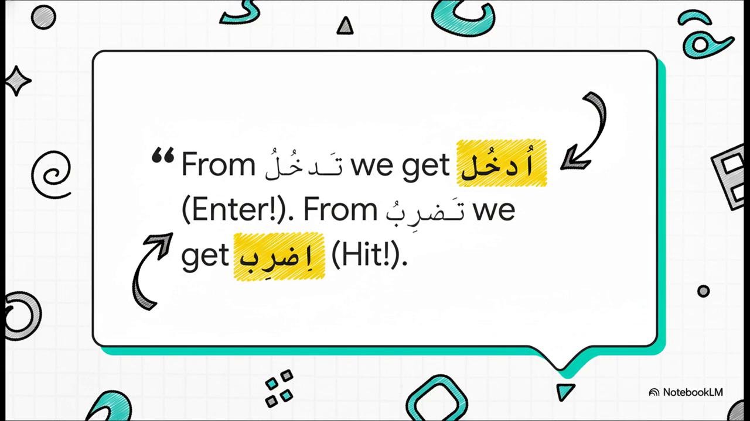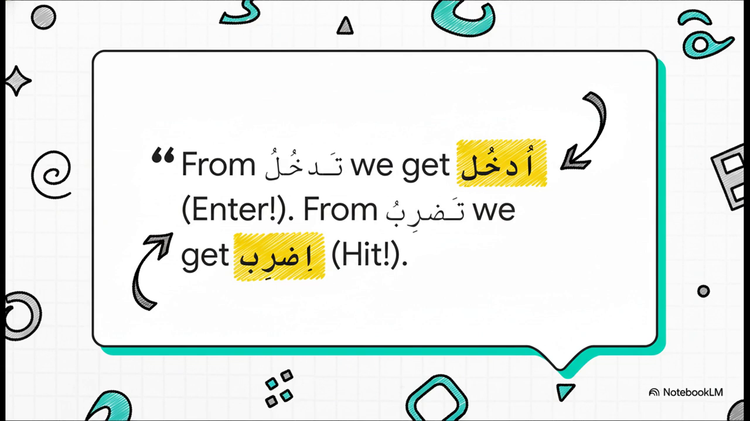And check this out. This is the whole process in action. Take tadkhulu. The middle letter has that dhamma, right? So the hamza gets a dhamma, and boom, you get udkhulu. Now look at tadribu. The middle letter has a kasra, so the hamza gets a kasra, which gives you idrib. See what I mean? It's a system.